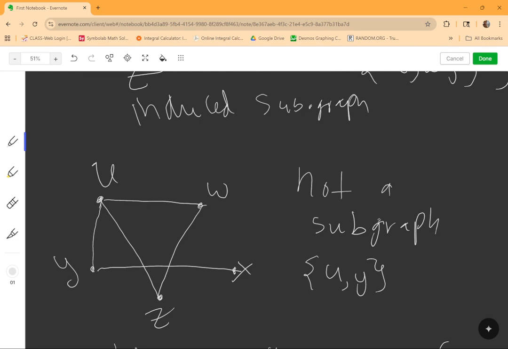Right, so it looks similar to the graph we had before, but one thing we have to watch out for is that I can't just introduce new edges, right? In particular here, the edge UY is not an element in E, right? So it is not a subgraph. It's its own graph, but not a subgraph of my graph G that I have here. Okay, so that's the idea behind something being a subgraph and an induced subgraph.